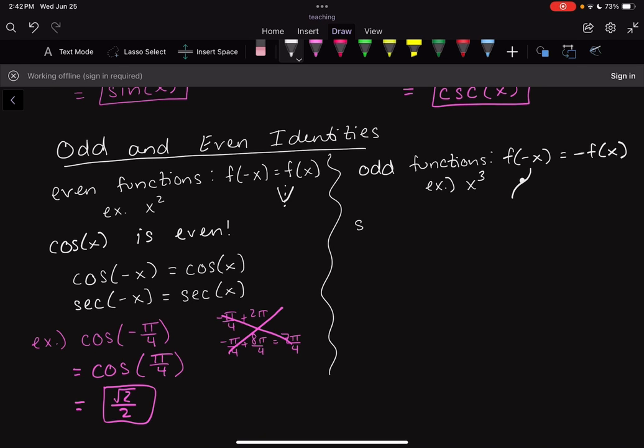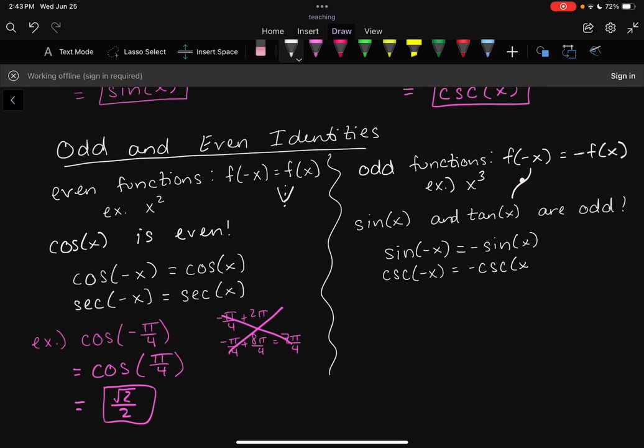Anyway, sine and tangent are odd. So here's what this means. If you have a negative in the parentheses of sine, it will come out to the front. The same thing for cosecant since it's reciprocal. Tangent as well. And its reciprocal cotangent.